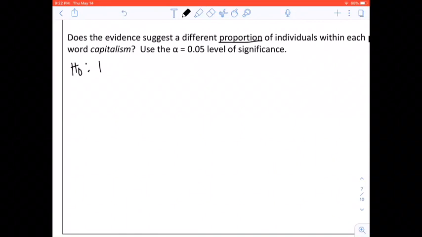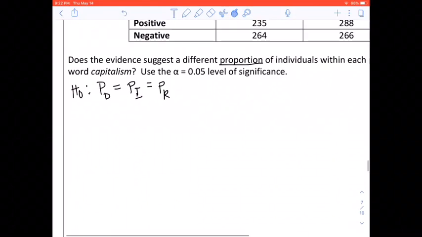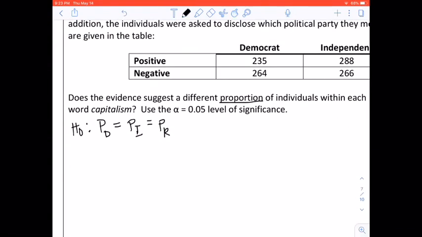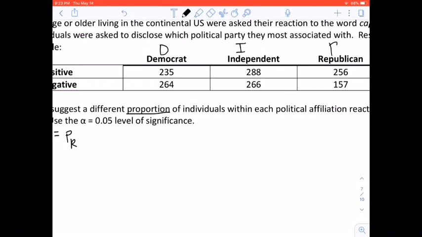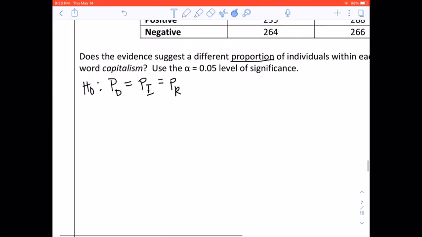I'm going to go ahead and write it with symbols. So I'm going to say the proportion of Democrats, D for Democrats, is going to be equal to the proportion of independents, and it's going to be equal to the proportion of Republicans that respond positively to the word capitalism. And I'll go ahead and put a D, an I, and an R above these groups, so that way you know what those letters are standing for.